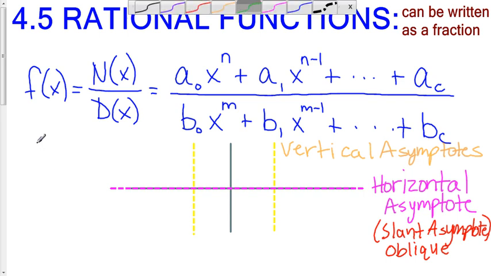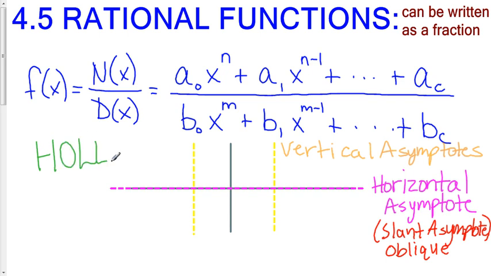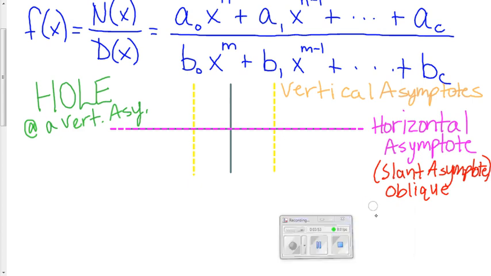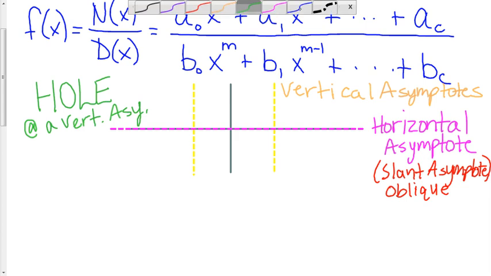One other thing that could happen is you may get a place where there is a hole. And a hole would happen at a vertical asymptote, or where a vertical asymptote is supposed to happen. Sometimes one of these vertical asymptotes may not actually be a vertical asymptote. It may end up being a hole instead. Now, to find these different things, vertical, horizontal, slant slash oblique, and holes, you have to understand some things about a rational function.